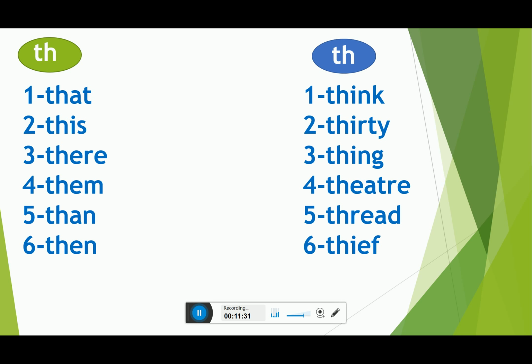So now we're going to display some other words with the sound and the th sound. We're going to read it together.